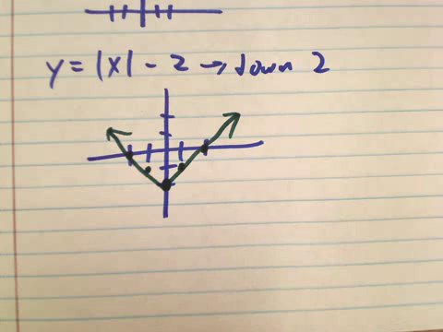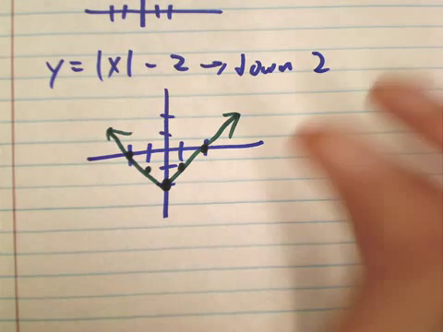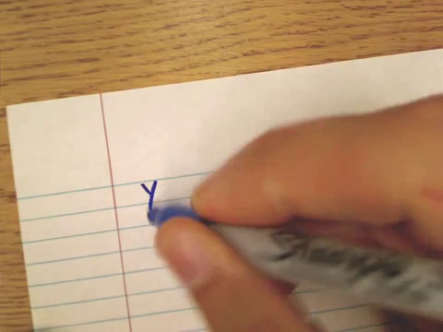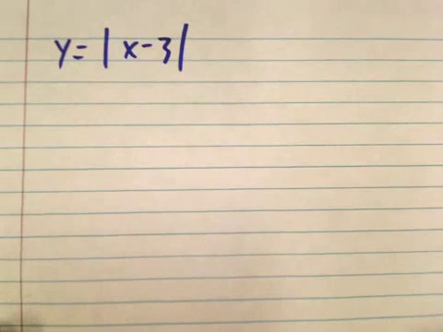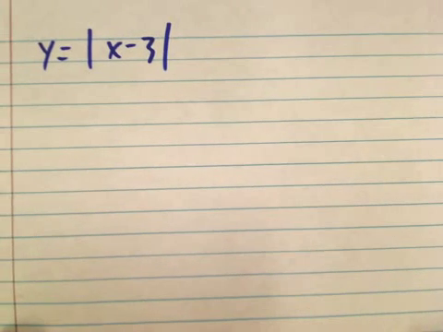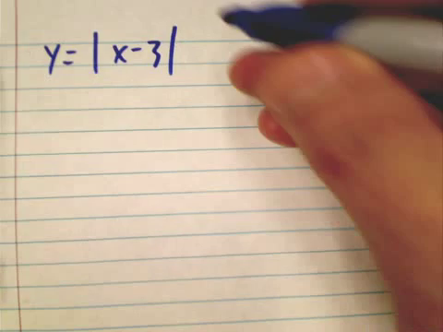Okay, when we dealt with up and down, I guess next we will deal with left and right. So let's look at that. And it's a little counterintuitive when we do this, so be sure you're paying close attention. Okay, so if I have y equals the absolute value of x minus 3, beautiful. Well, that's going to move it right 3.